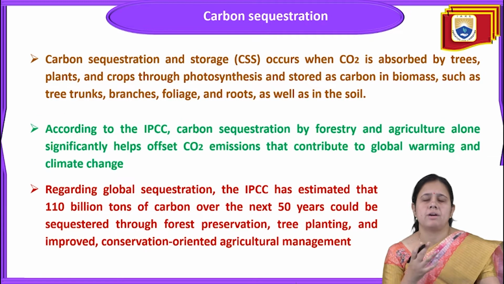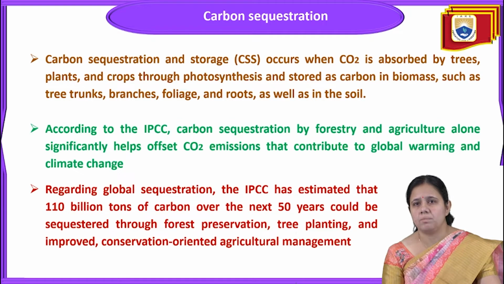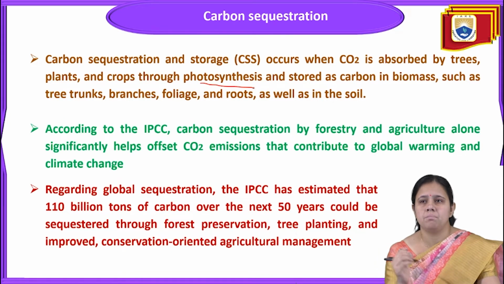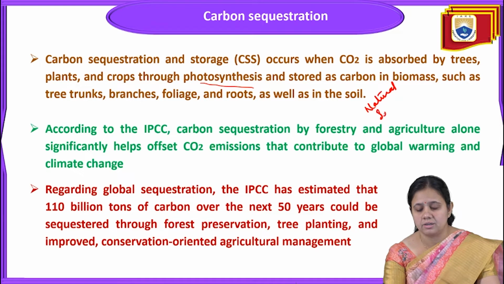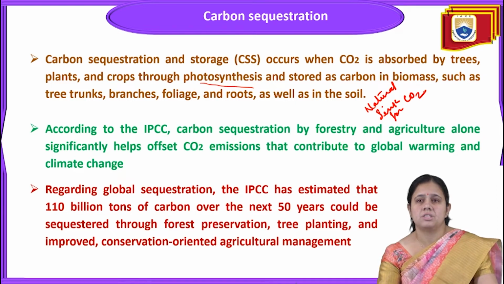Now comes the next point, the definition. What is the definition of carbon sequestration and storage? It occurs when carbon dioxide is absorbed by trees, plants and crops through photosynthesis and stored as carbon in biomass such as tree trunks, branches, foliage, roots, as well as in the soil. That is a natural sink for CO2. This is called carbon sequestration and storage.